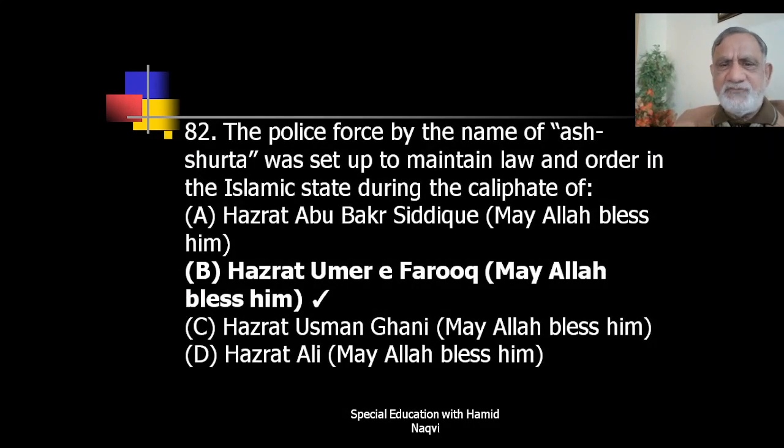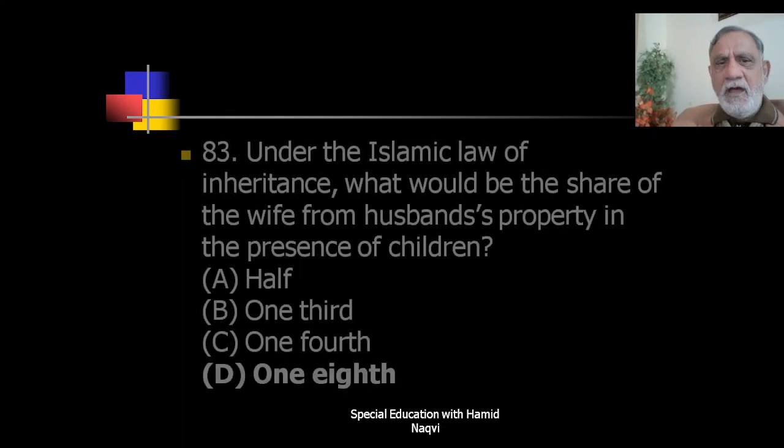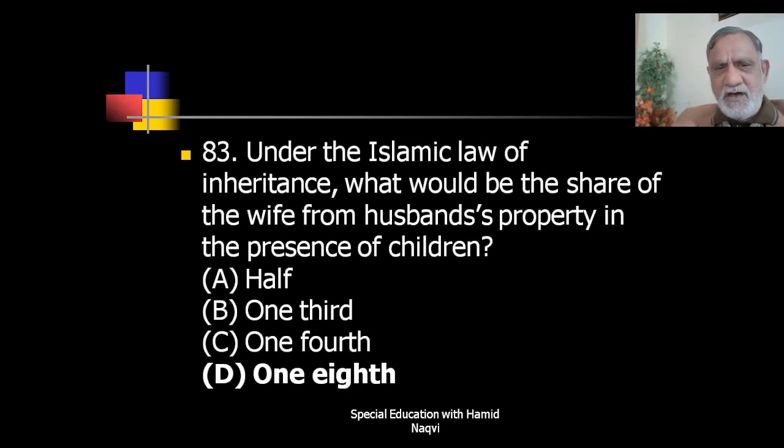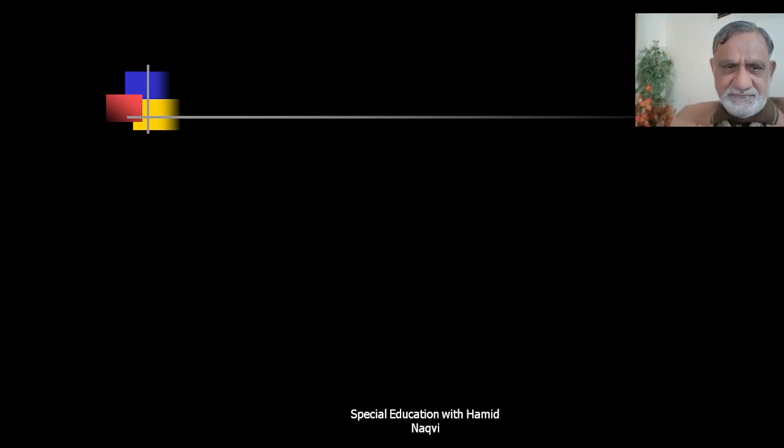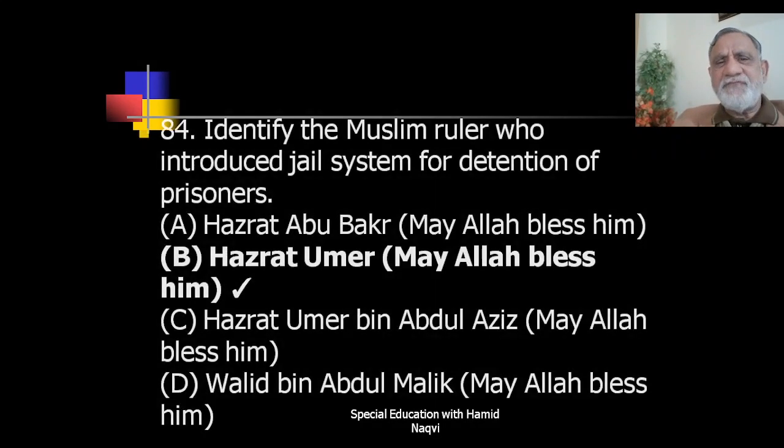The police force by the name of Ash Surta was set up to maintain law and order in the Islamic State during the caliphate of whom? Hazrat Umar Farooq. Under the Islamic law of inheritance, what would be the share of a wife from her husband's property in the presence of children? It would be 1/8. Identify the Muslim ruler who introduced the jail system for detention of prisoners. It was Hazrat Umar.